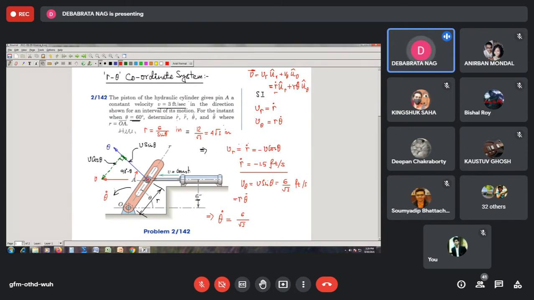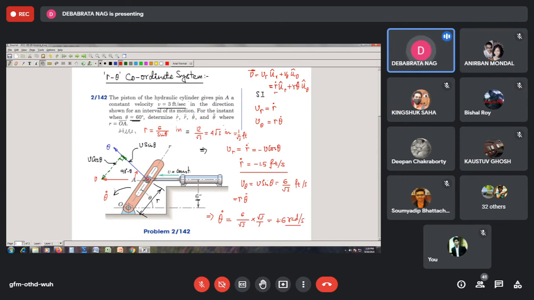But since this is feet and this is inch, you need to convert them. So 12 by root 3 inch means basically it is equal to 1 by root 3 feet. So this should be divided by 1 by root 3. The root 3 will go up, and you see this theta dot is coming to be plus 6 radian per second.